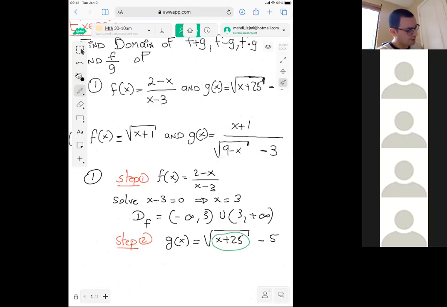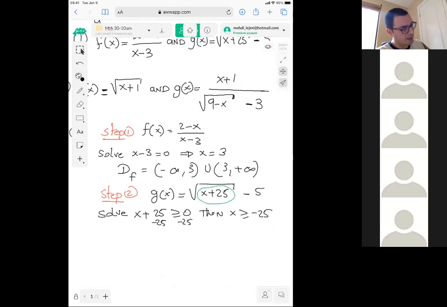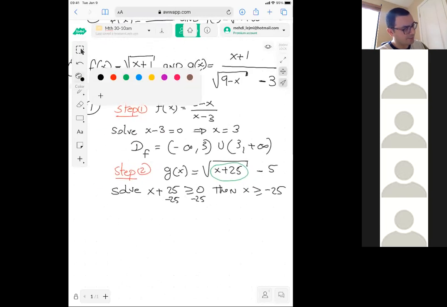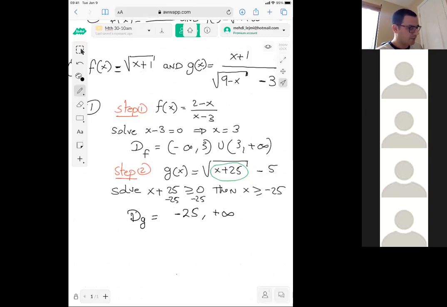So all you have to do now is solve x plus 25 larger or equal to 0, and again we don't care about the minus 5. Subtracting 25, x would be larger than or equal to negative 25. So the domain of g is any x larger than or equal to negative 25, so this is negative 25 to positive infinity. Negative 25 is included, and positive infinity is always, as usual, excluded. So we are almost done.